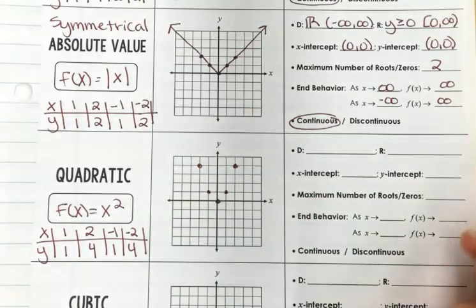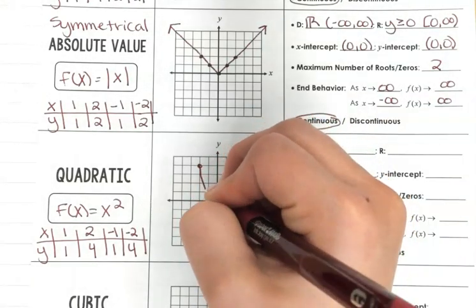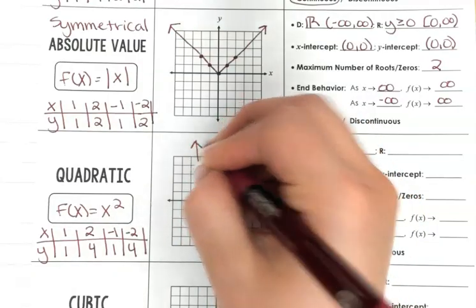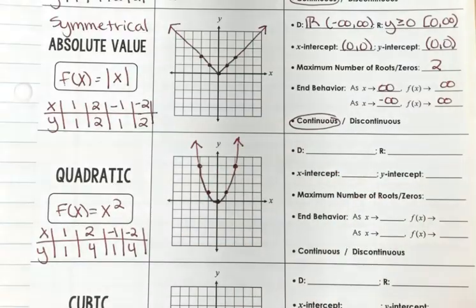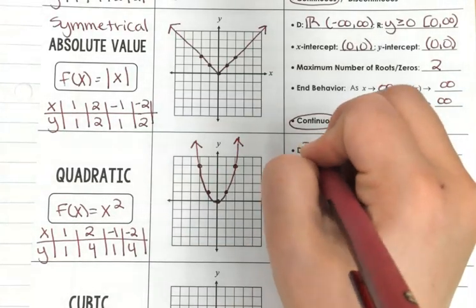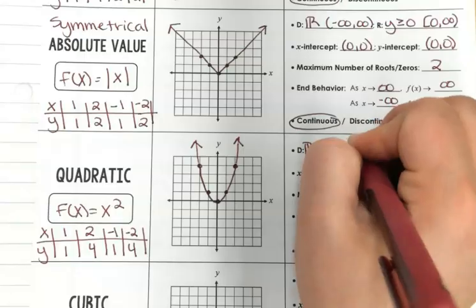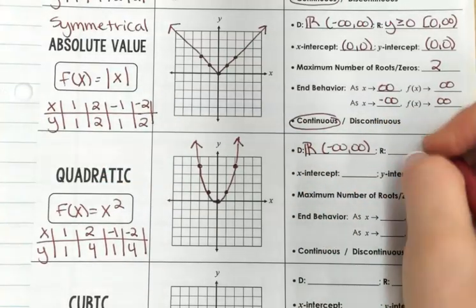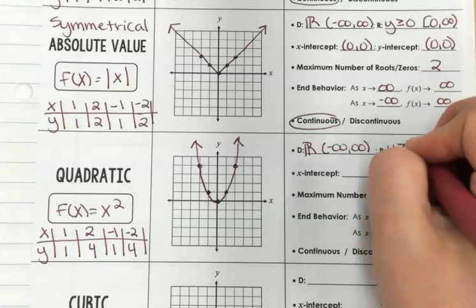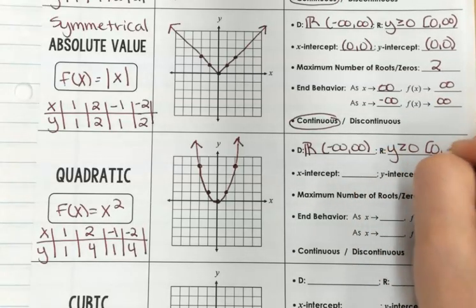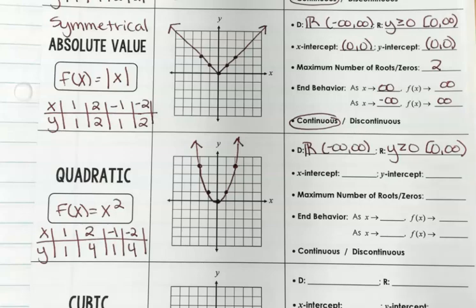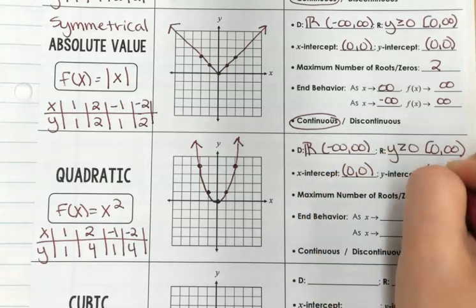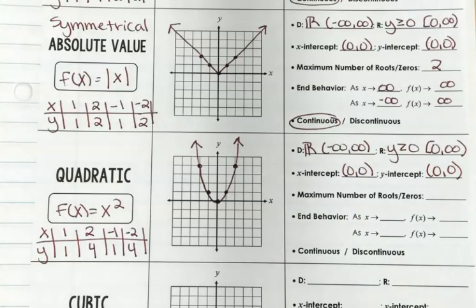And then, of course, we are still at the origin. And this one looks more like a U, and we call this shape a parabola. So we still have a domain of all real numbers here. And our range starts at 0 and goes up to positive infinity. So y is greater than or equal to 0, or bracket 0, positive infinity. Again, we're at the origin, so that x-intercept and y-intercept are both at 0, 0.